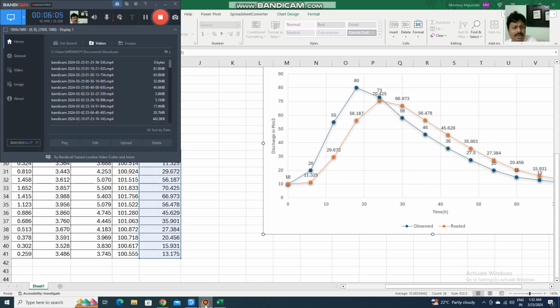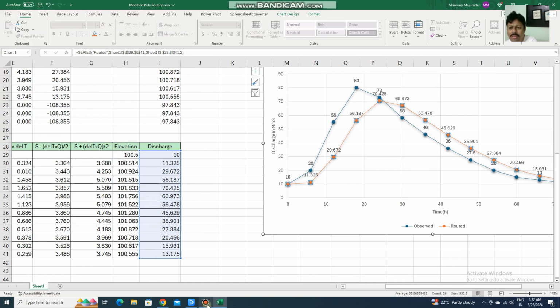But however, this peak was achieved at the 18th hour by the observed hydrograph and the 24th hour by the routed hydrograph. So that is a 6 hour difference. So this is known as lag or translation.